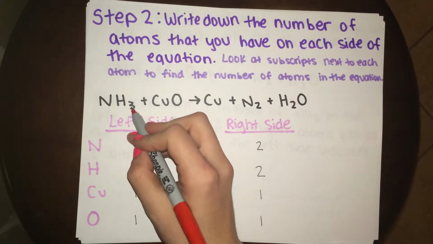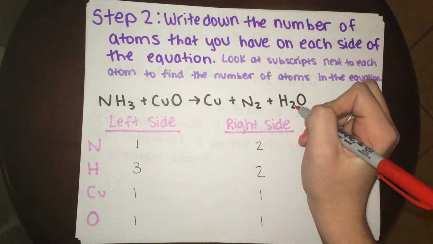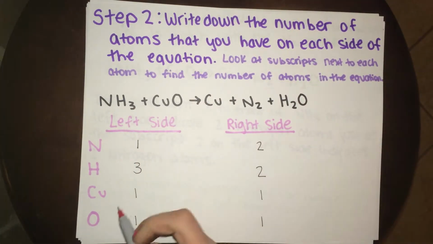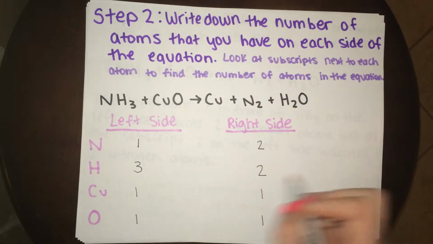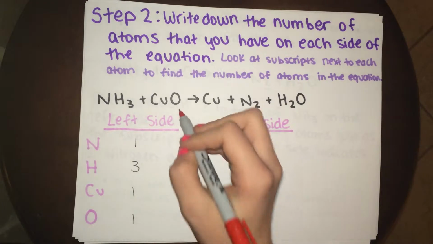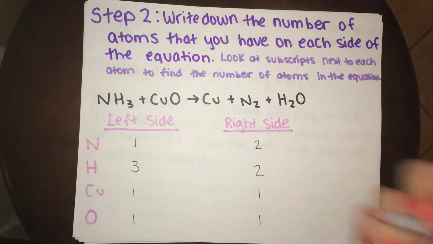With hydrogen, there's a subscript 3 here, but on this side there's a 2 instead of a 3, so there are 2 hydrogens. With copper, there's nothing there, so you know it's an invisible 1. So there's 1 copper here and 1 copper here. Here there's 1 oxygen, and here there's 1 oxygen.